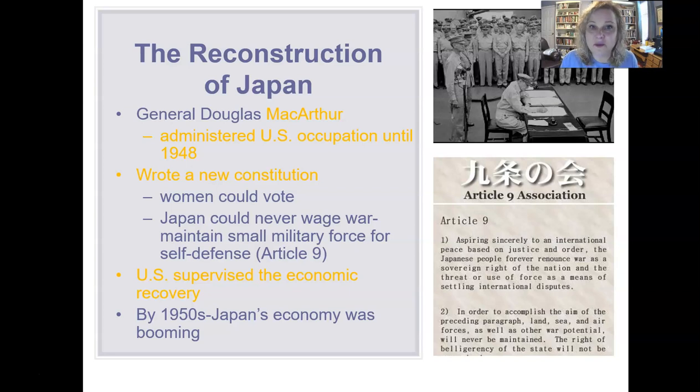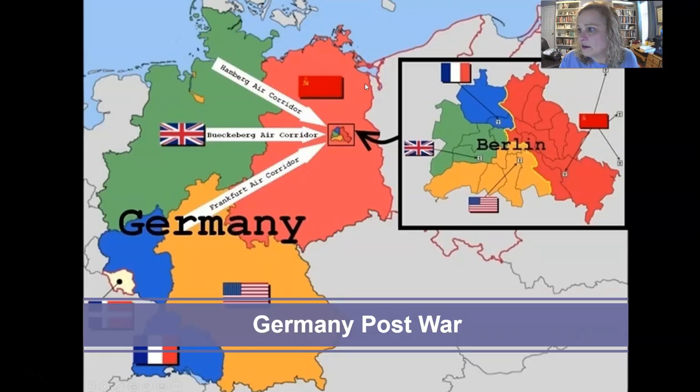Now, what we do in Japan, number one, is that we have Japan write a new constitution, and in it, women are included in the vote. And also, importantly, is Article 9, which says that the Japanese can only maintain a military the size enough for defense, a very small military. And, you know, the United States for a couple years is there. So it occupies basically from 1945 to 1948. By the 1950s, the Japanese economy is doing super well. And so we kind of leave Japan.